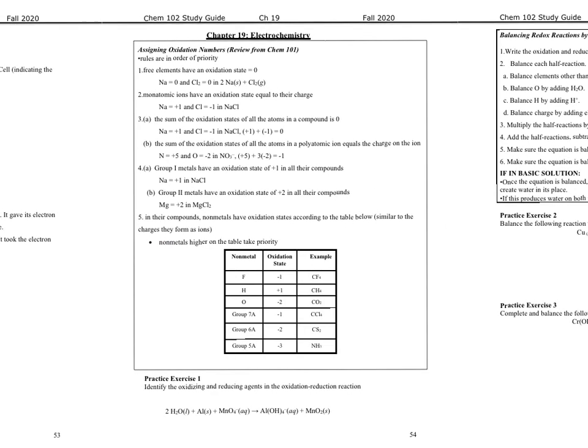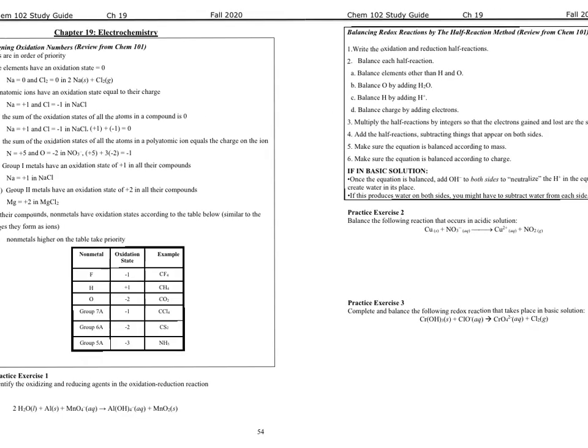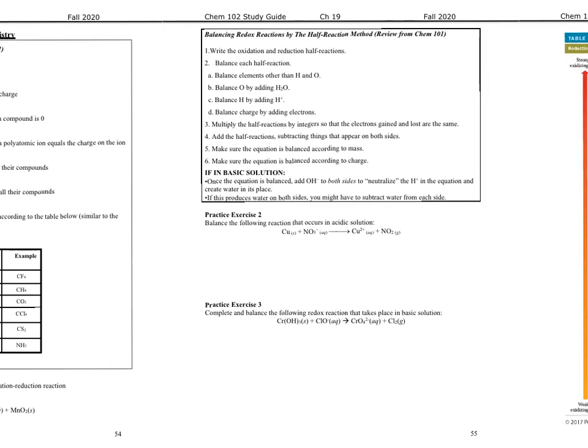What's important here, I wanted to point out that these rules for assigning oxidation states are listed in the study guide, so you don't need to write them down again from the lecture notes. And also remember, these are review from Chem 60 and Chem 101. So you do need to memorize them, but you're going to realize that you actually already know a lot of them.